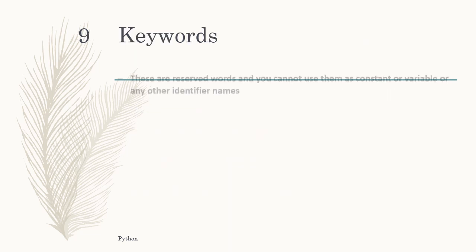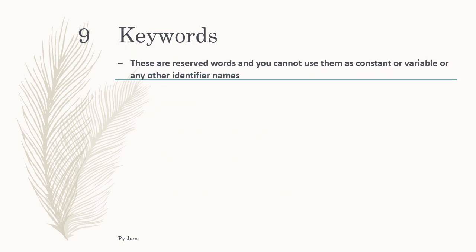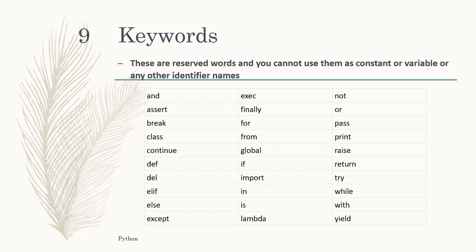And what are keywords in Python? There are some reserved words, and you cannot use them as constant or variable or any other identifier names. This table shows a few keywords available in Python.